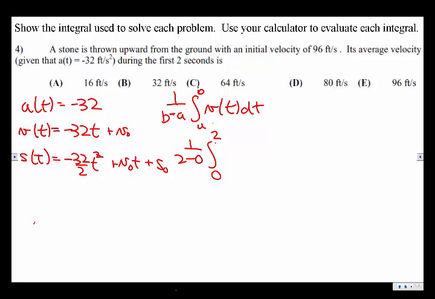And what do we know? Well, we know our velocity equation is negative 32t plus, now, have we said anything about the initial velocity? Oh, it's 96.